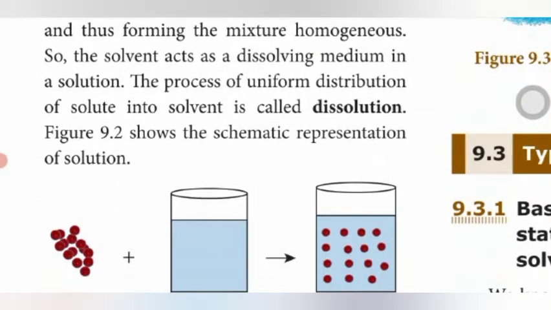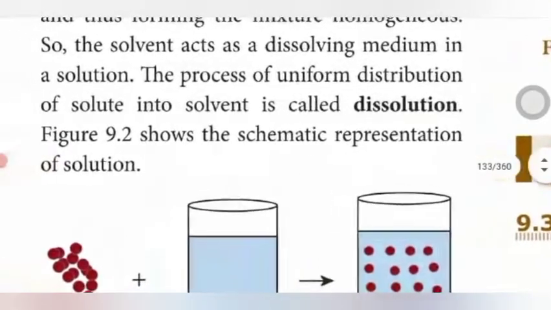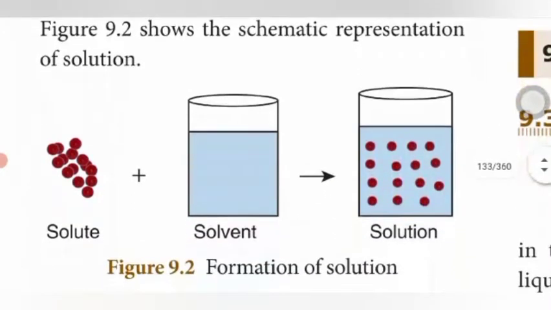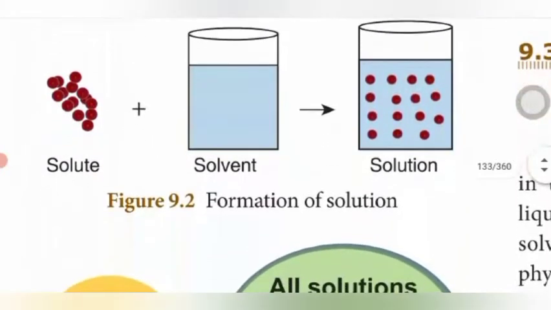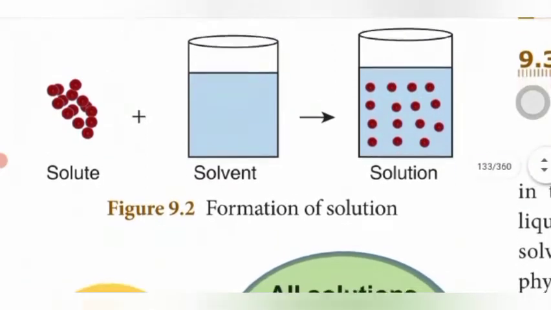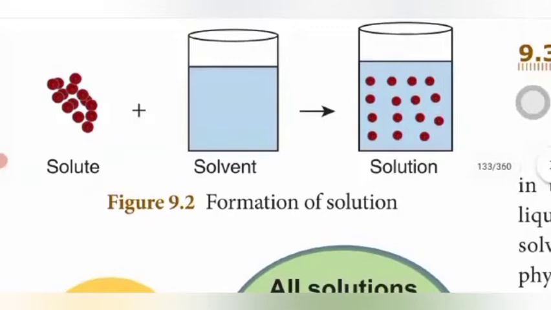The next topic is dissolution. What is dissolution? The process of uniform distribution of solute into solvent is called dissolution. See this diagram. This is solute plus solvent. The solute particles completely dissolved in the solvent, we get a homogeneous mixture. This mixture is called solution. This is formation of solution.